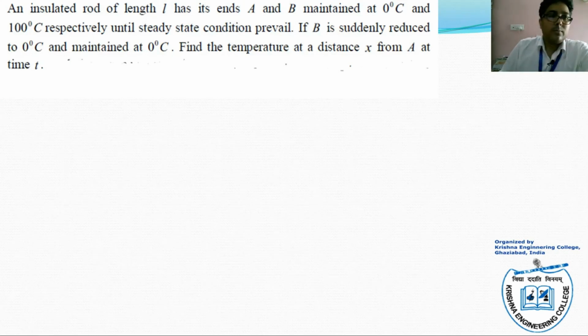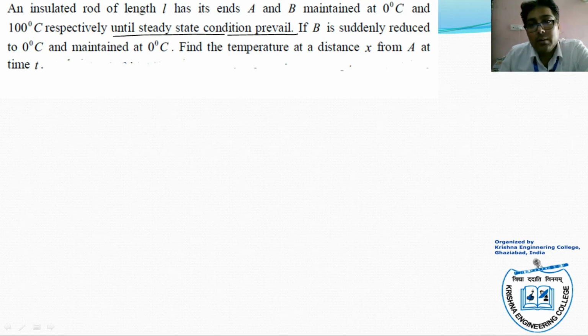Now this is the most important problem, which is asked many times in the examinations. Clear? An insulated rod of length L has its ends A and B maintained at 0 degree Celsius and 100 degree Celsius respectively until steady state condition prevails. Clear? This is the problem under the steady state condition. If we suddenly reduce to 0 degree and maintain at 0 degree, then find the temperature at a distance x from A at time t.